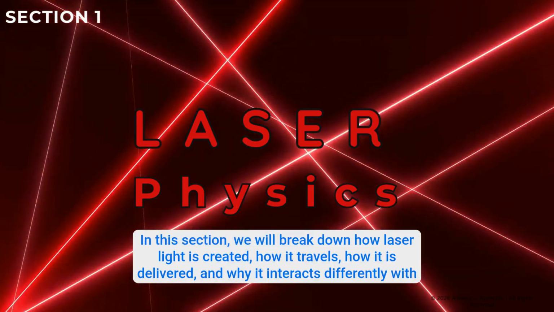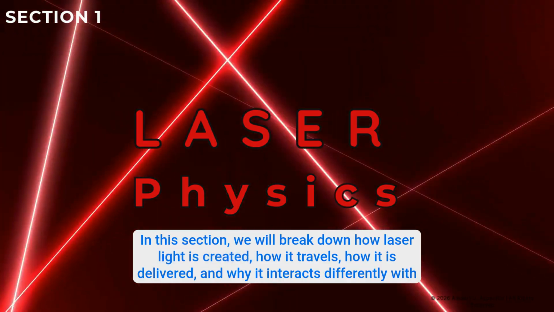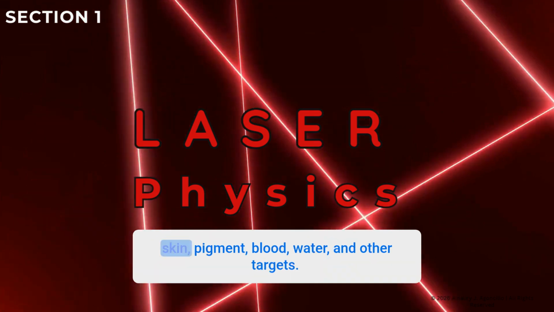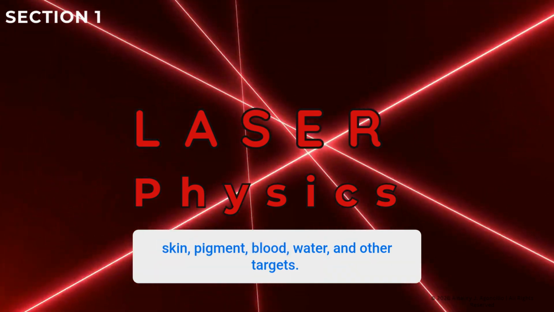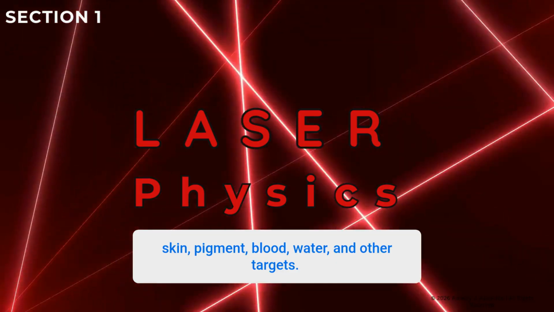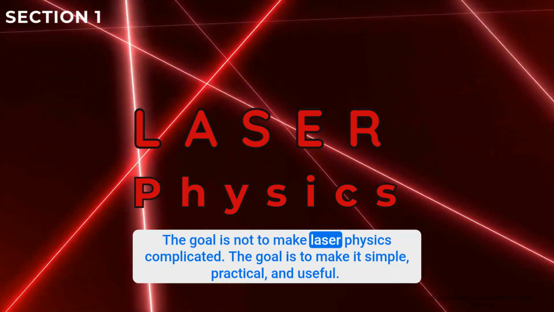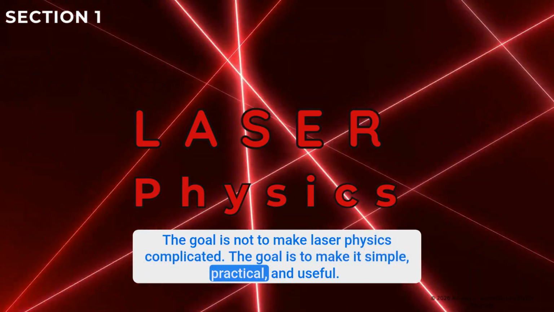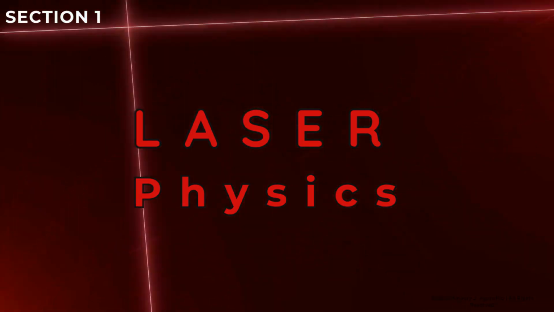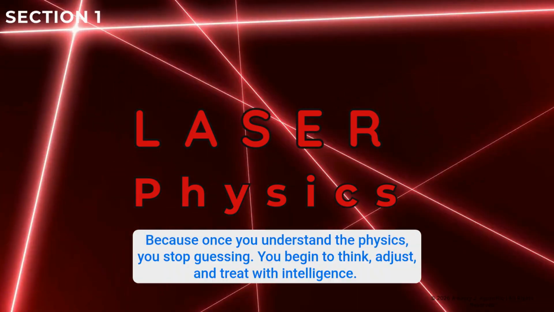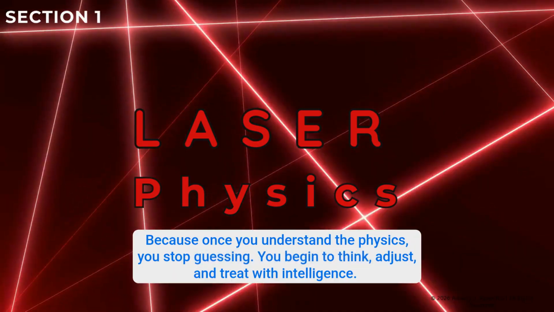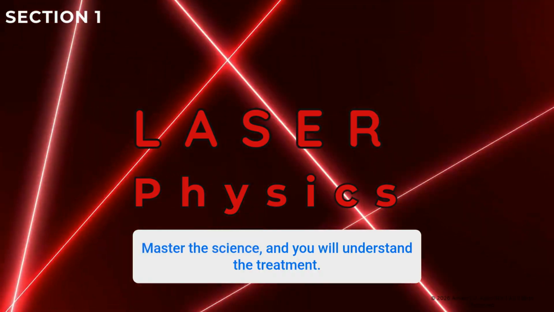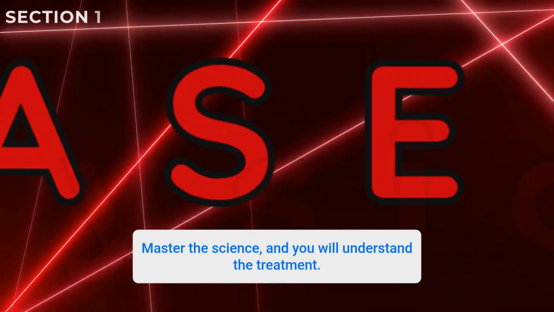In this section, we will break down how laser light is created, how it travels, how it is delivered, and why it interacts differently with skin, pigment, blood, water, and other targets. The goal is not to make laser physics complicated. The goal is to make it simple, practical, and useful. Because once you understand the physics, you stop guessing. You begin to think, adjust, and treat with intelligence. Master the science, and you will understand the treatment.